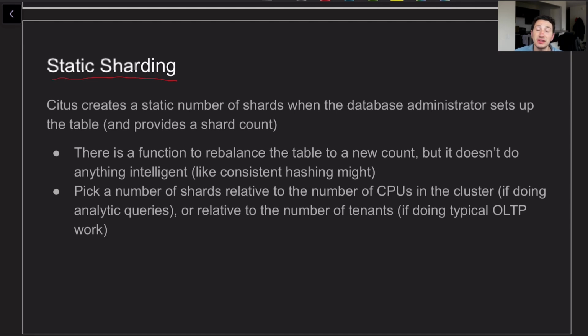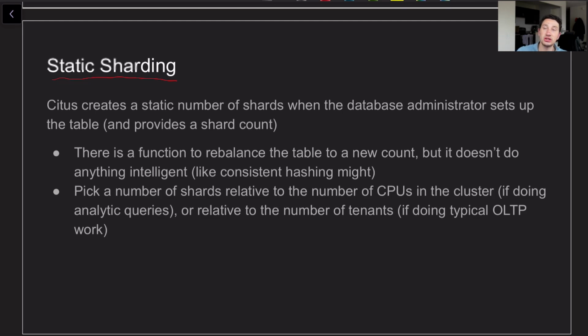Now, that being said, this is probably sufficient for a lot of tables out there. It's not going to be perfect for everything, but there are probably tables where there's lower amounts of load and you can get away with doing this type of thing and just have a planned outage or something like that. Additionally, typically speaking, you want to pick a number of shards that's relative to the number of CPUs in the cluster. That's going to be really useful if you're doing analytics queries, because that way you can balance out your data very well across every single cluster.